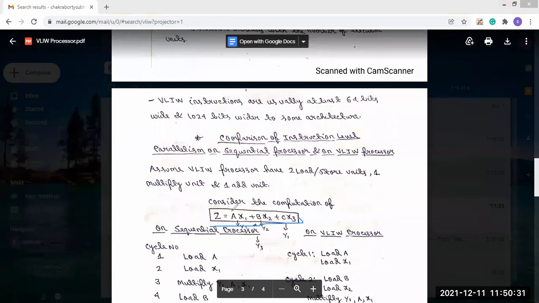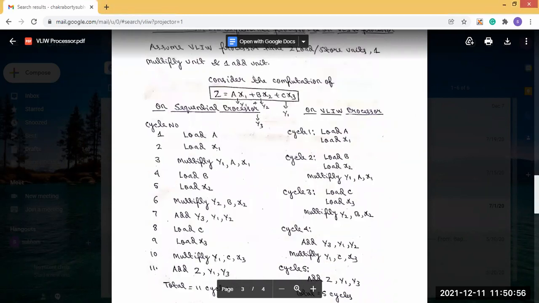Now that means this instruction should be computed. We will see how this instruction will be executed on the sequential processor and how it will be executed on the VLIW processor. This difference we will see here. So let's say the instruction a x1 plus b x2 plus c x3 is executed on the sequential processor.